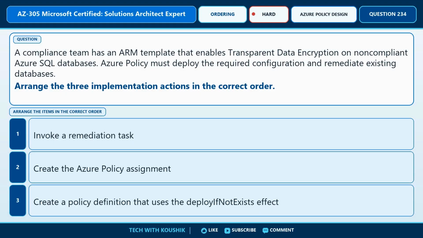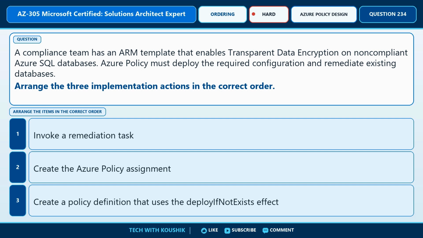Question number 234. This question moves us into Azure policy design. A compliance team has an ARM template that enables transparent data encryption on non-compliant Azure SQL databases. Azure policy must deploy the required configuration and remediate existing databases. Arrange the 3 implementation actions in the correct order.